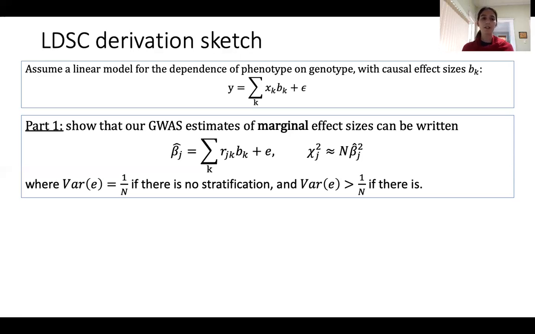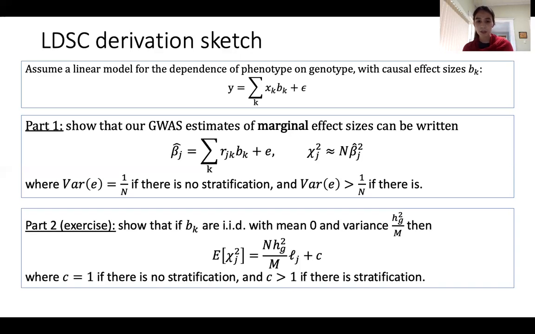So if we were going to derive LD score regression, one way we could do it would be to start by deriving this pair of equations that I've written here, which I think are also kind of intuitive. And then part two, which I'll leave as an exercise for anybody who's interested in this kind of thing, is to show that if we add on top of this, that our beta_K are IID with mean zero, and variance that's equal to SNP heritability divided by the number of SNPs, and then our expected chi-square statistic, where the randomness is now over both B and epsilon, has this form.